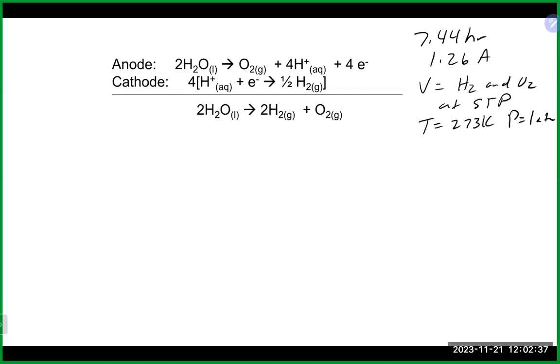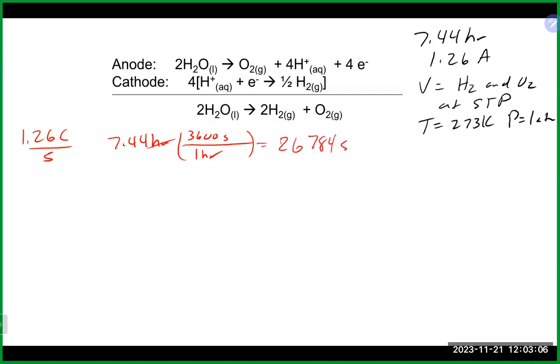So we're going to basically start this problem off very similar to the other one. We have our 1.26 amps, which is coulombs per second. We also do need to, again, convert our time into seconds so everything cancels out correctly. Got a little 3,600 seconds there. That's going to get us 7.44 times 3,600. That's like 26,784 seconds. So we're going to multiply that by really the amperage that we ran the cell by, and that was 1.26 coulombs per second.